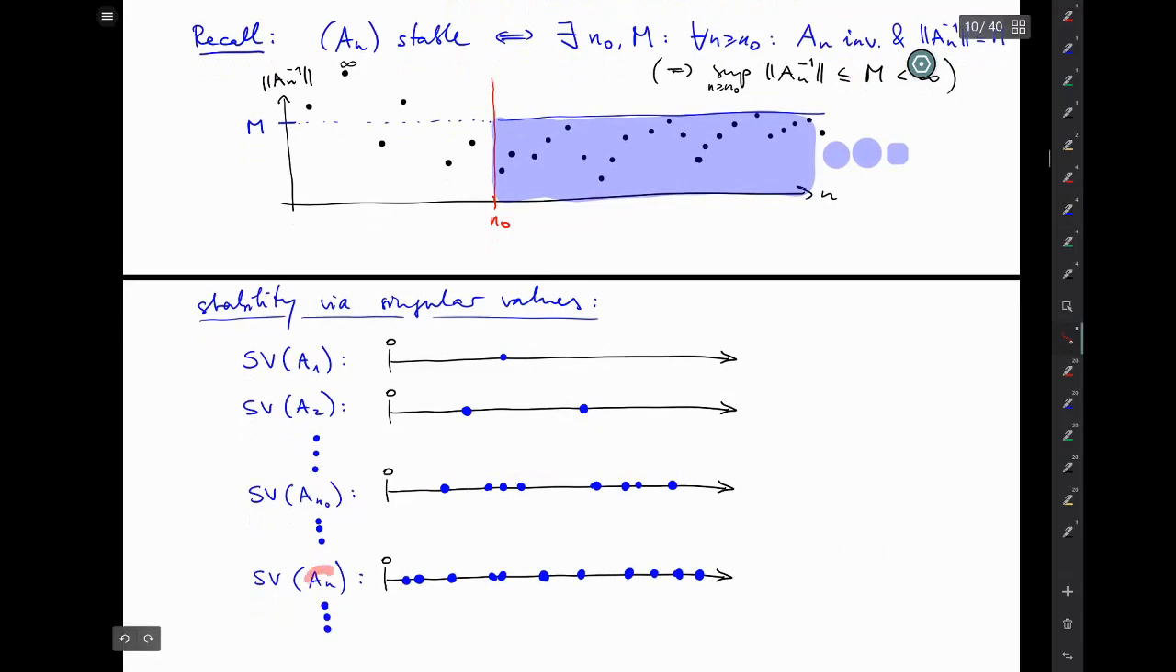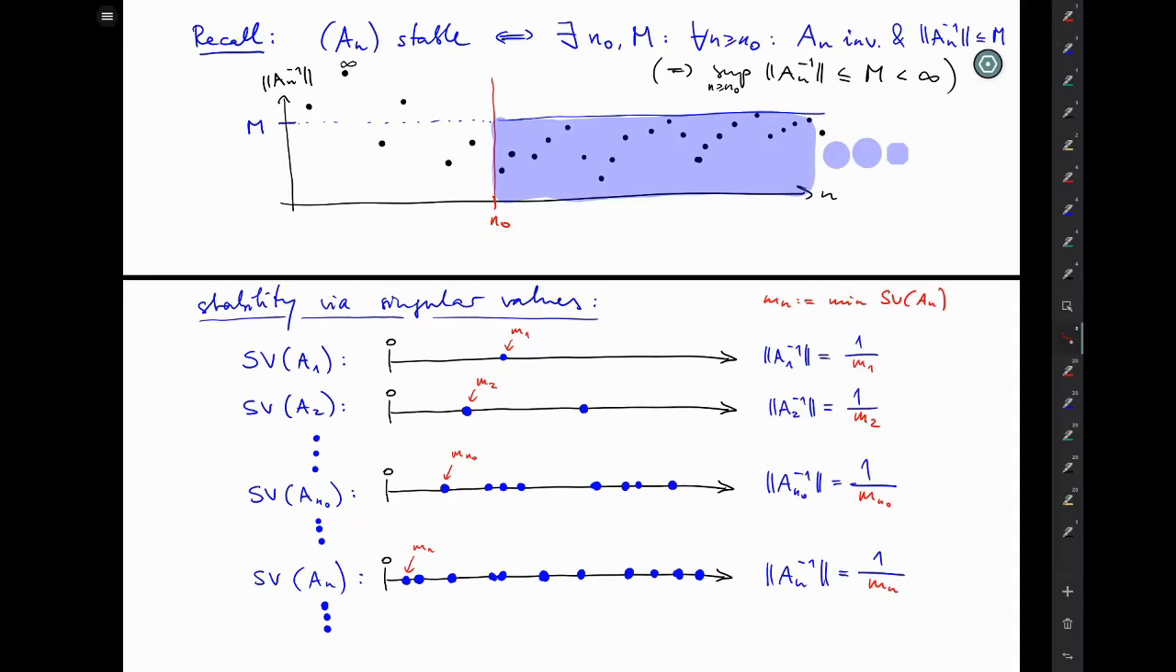And now for each of these matrices or operators A_n, the inverse exists if 0 is not a singular value, so it's not here in blue, and the norm of the inverse is 1 over the minimal singular value. So maybe let's label the minimal singular value by m sub n. So the norm of the inverse of A1 is just 1 over m1, and the norm of the inverse of A2 is 1 over m2, and so on.